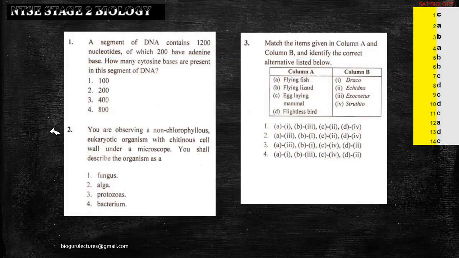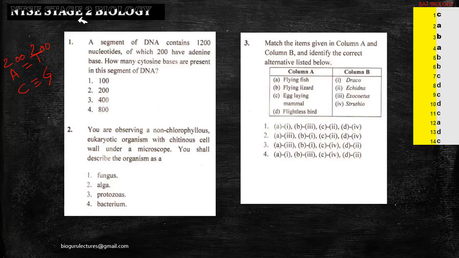Okay, let's continue with the first question. A segment of DNA contains 1200 nucleotides, of which 200 have adenine base. How many cytosine bases are present in this segment of DNA? Alright, so let's break the question. Adenine and thymine are complementary bases, and cytosine and guanine are complementary bases. Adenine is 200, so obviously the thymine also will be 200.